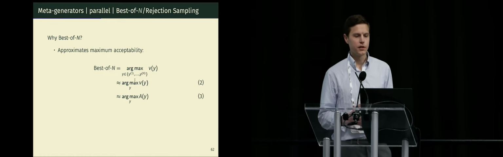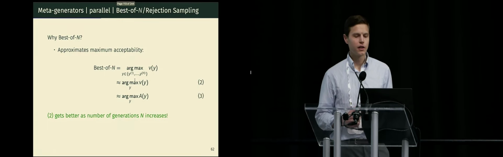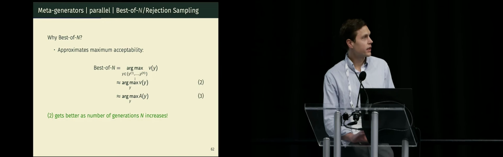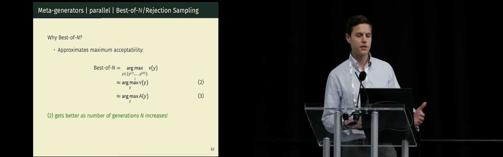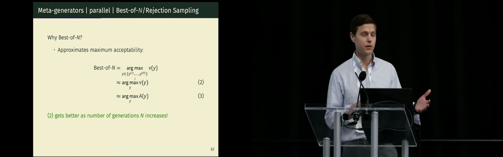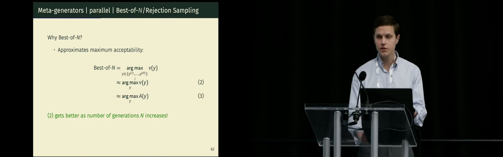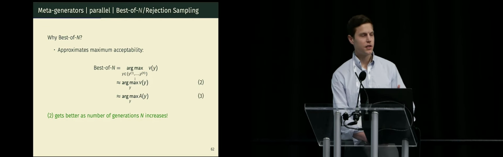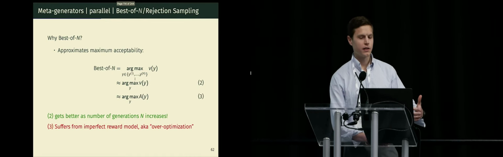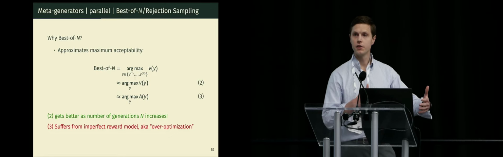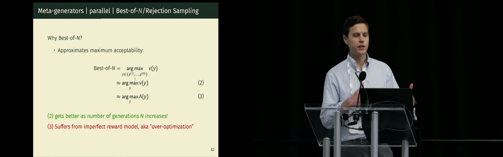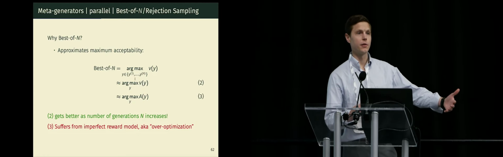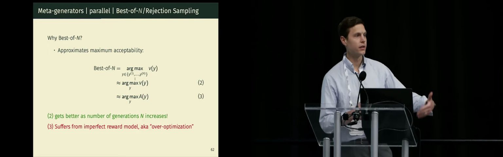So why would you want to do this best of n procedure? It's kind of cool. In some sense, what it's doing is approximating the search for the most acceptable sequence. And you can see this through a two-step argument. In the first step, by using n sequences, we're approximating the maximization over all possible sequences. This is really good because this approximation will get better as you increase the number of samples, as you scale up your inference compute.